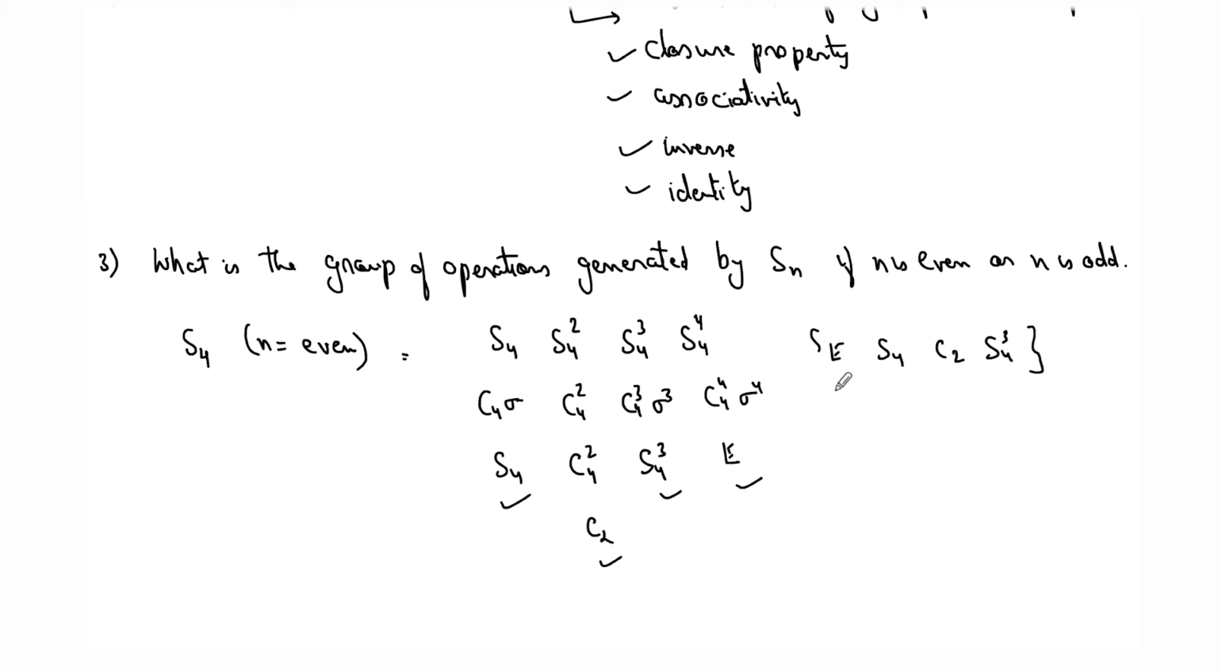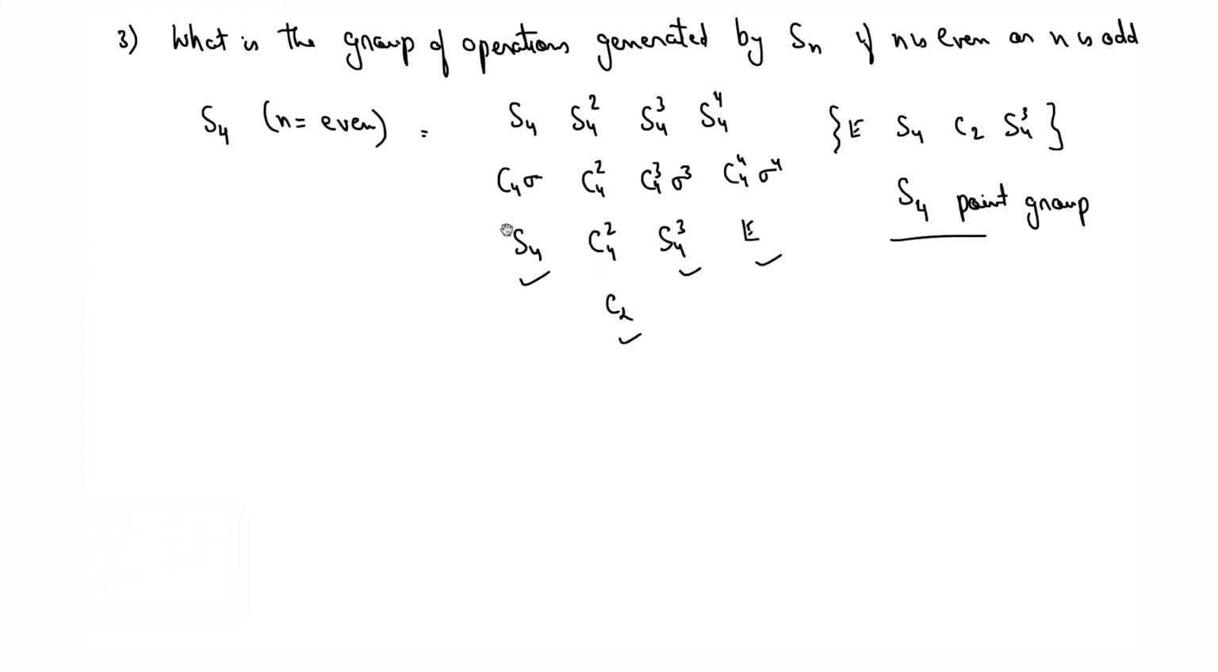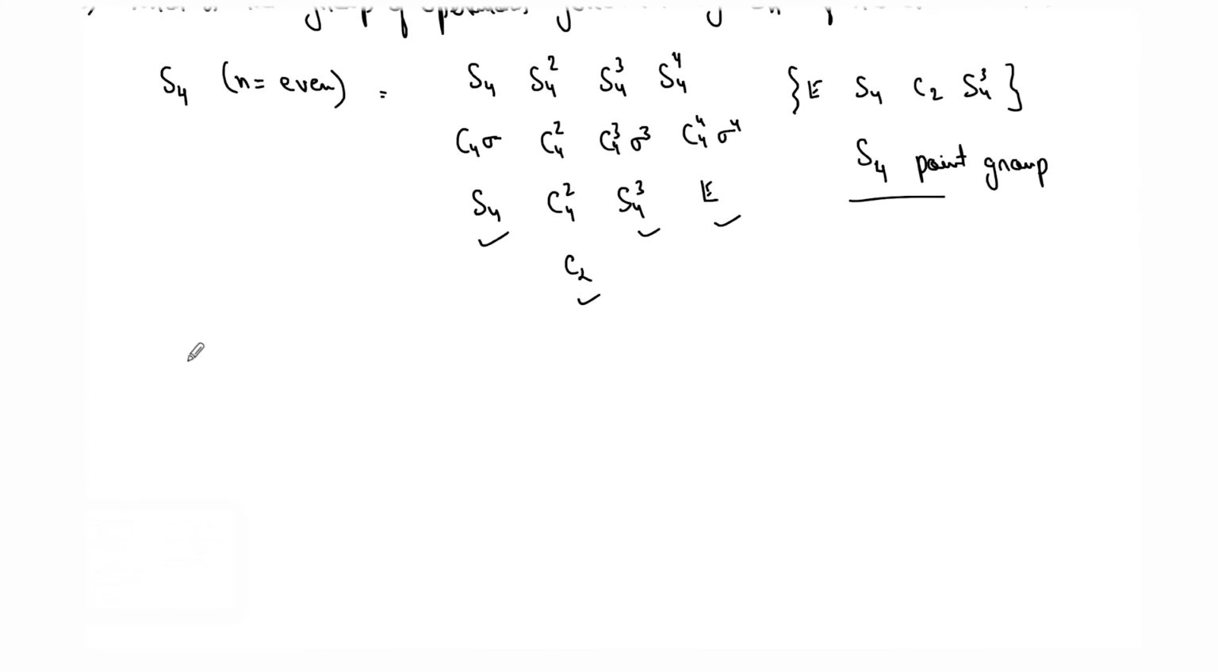Now these are the set of elements which will form the S4 point group, right? So that is easy to identify. For n equal to even, if we are generating operations of S4, you will get the S4 point group back. Now let us say for n equal to odd, what is the case? Let's consider a simple case of 3 because 5 will be too long.